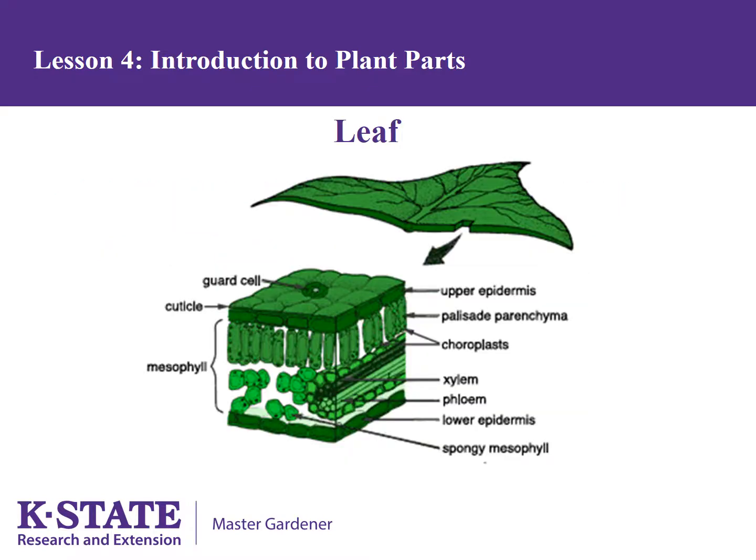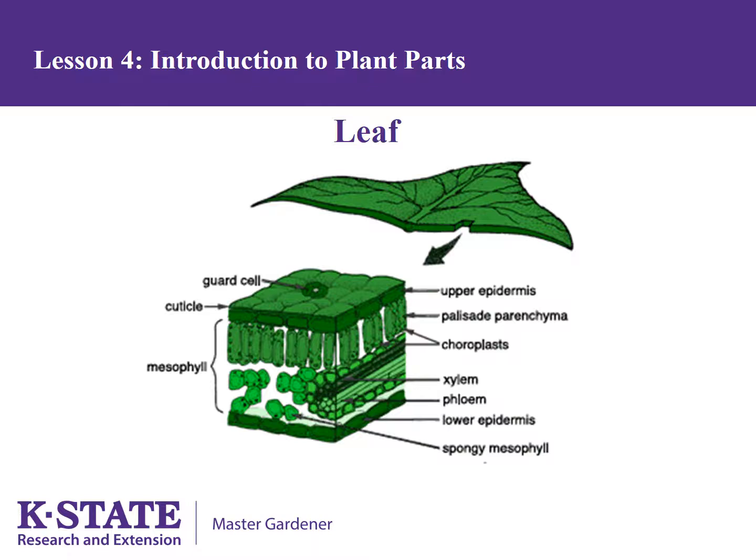Don't worry about all the terms on this slide. I want you to notice just two things. Notice how packed the top layer of the leaf is and how the bottom layer is much more open. The top layer is where most photosynthesis takes place and is packed so that the most sunlight possible can be captured. The bottom layer is open to allow for gas exchange.